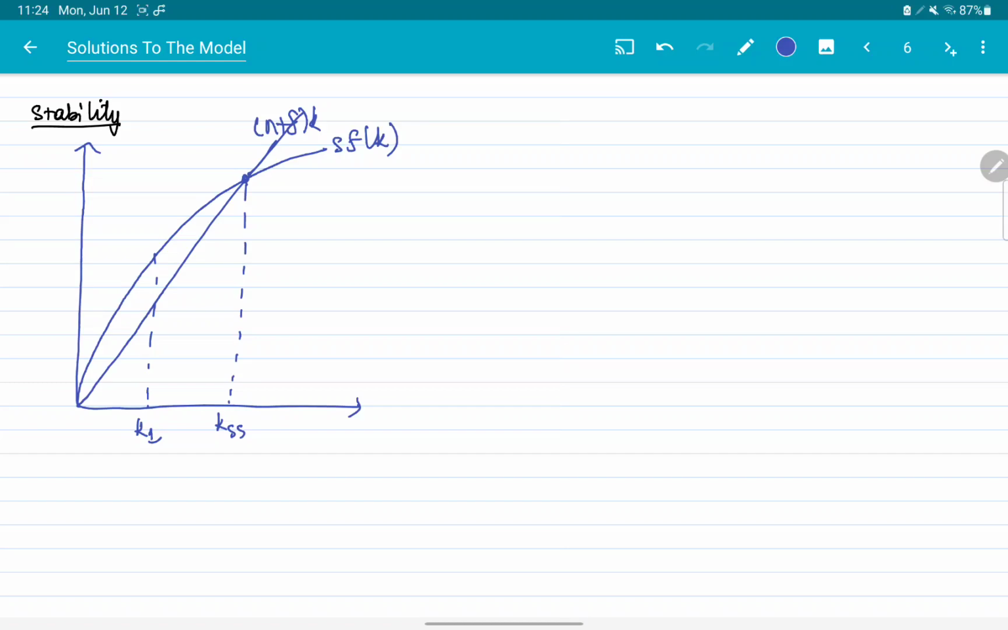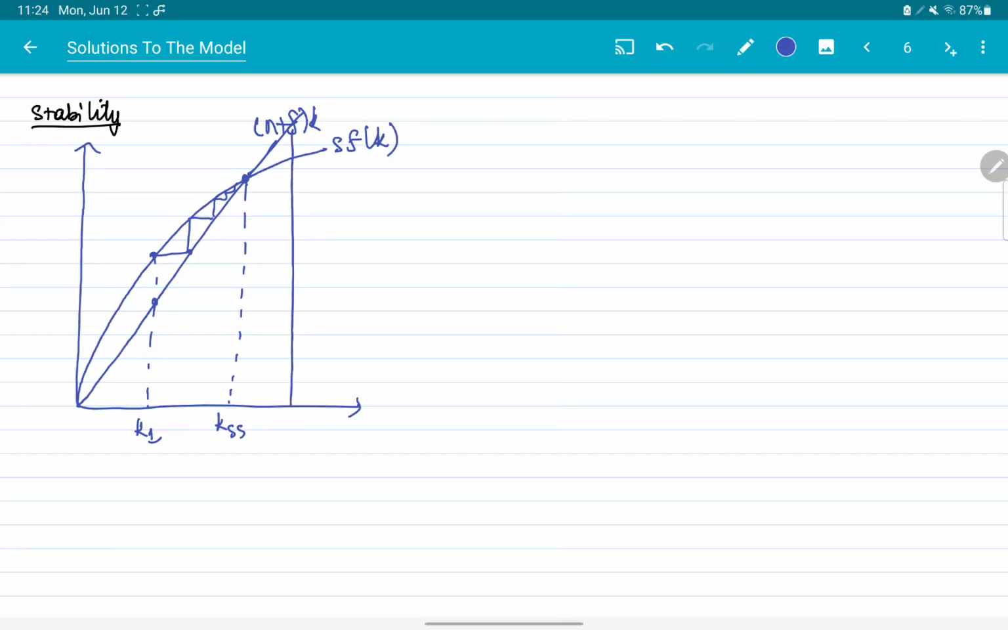The answer is yes. The reason is that now that you're at k1, which is lower than k_ss, your sf(k) is greater than (n plus delta)k, right? Which means net investment, loosely speaking, in terms of capital per worker is positive. So you increase small k and you go here. Then the same process is repeated until you reach this point.